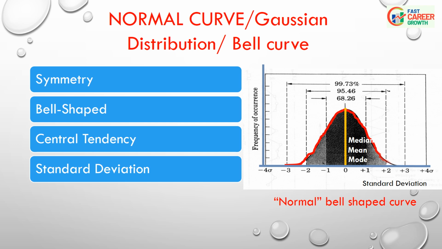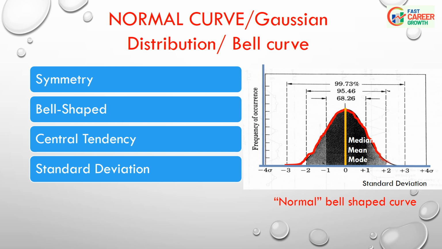Fourth characteristic is standard deviation. The standard deviation controls the spread or variability of the data. A larger standard deviation results in a wider and flatter curve, indicating greater variability in the data, while a smaller standard deviation results in a narrower and taller curve, indicating less variability.